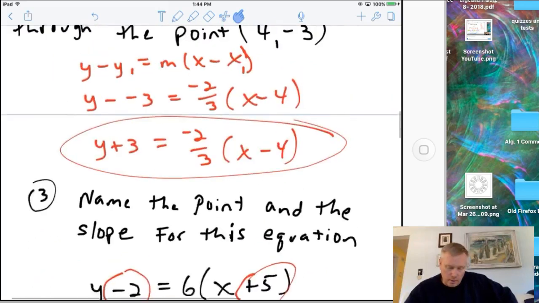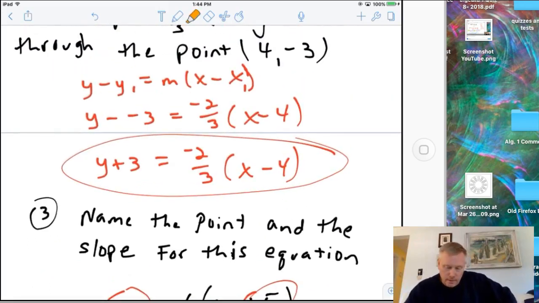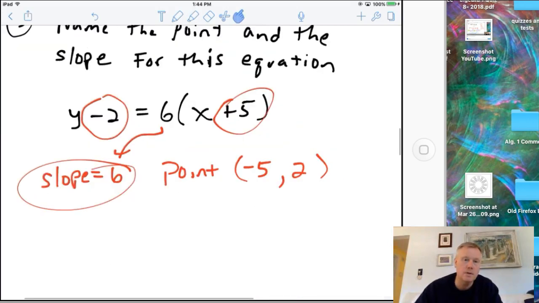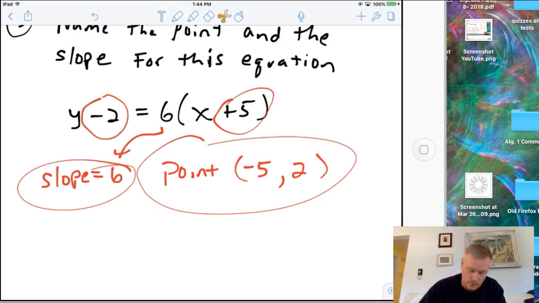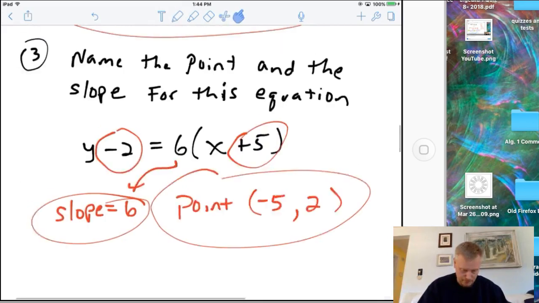Because just like up here, when I plugged in negative 3 here, I ended up with plus 3 because there's a double negative. So the point, the y coordinate was negative 3 even though it was y plus 3. So it's the opposite sign of what you see in the equation, okay? So that is the answers, and we're moving on to the next one. Number 4.